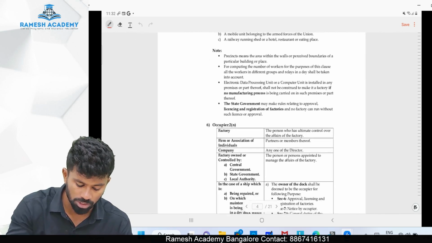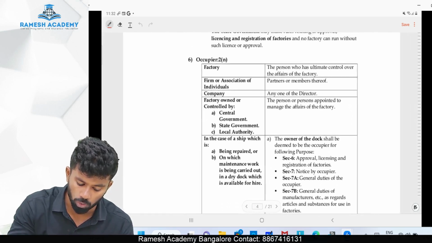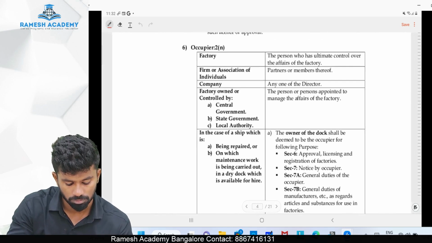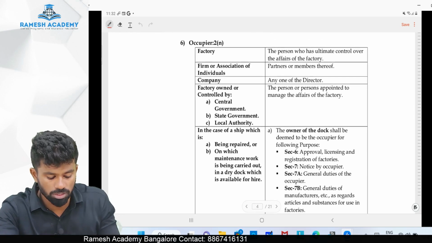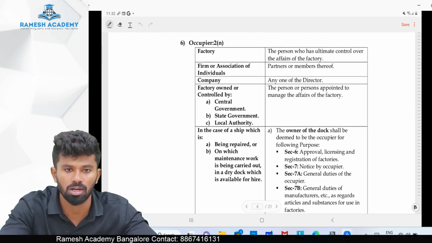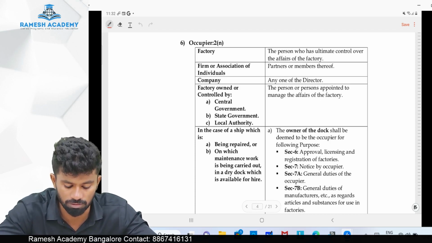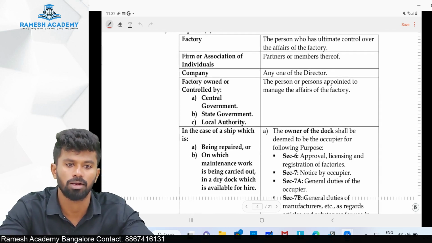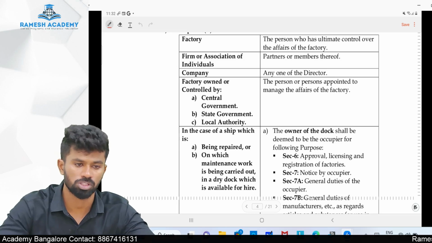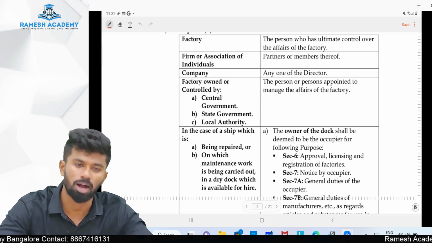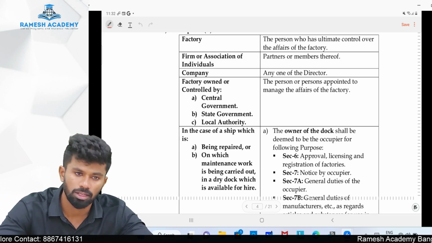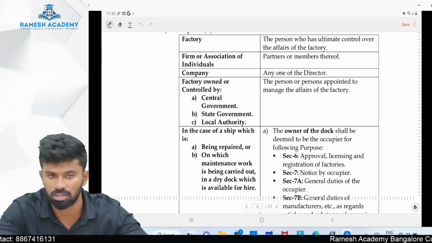Then we discussed, just now we discussed the definition of what? Occupier, correct, right? So for the factory, who is an occupier? The person who has ultimate control over the affairs of the factory is considered as what? Occupier. In case of partnership firm or association of individuals, it's the partners or members thereof. In case of company, any one director of a company.